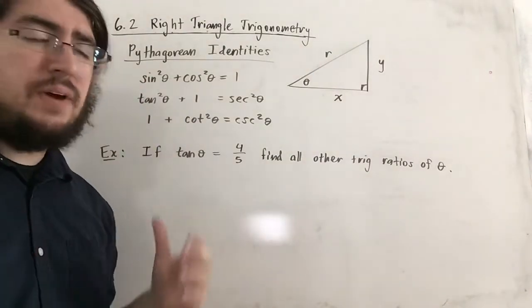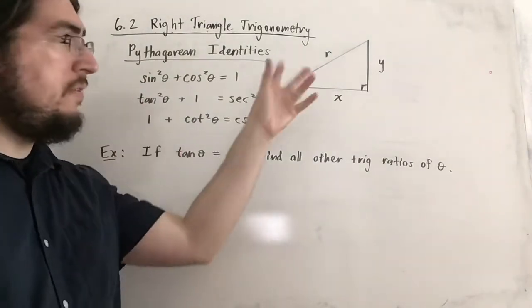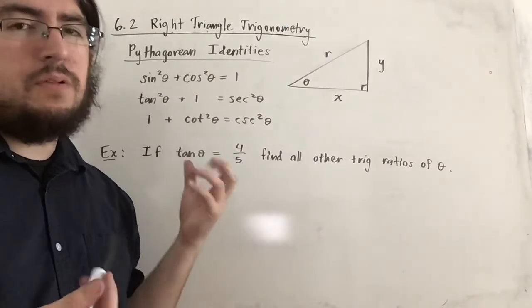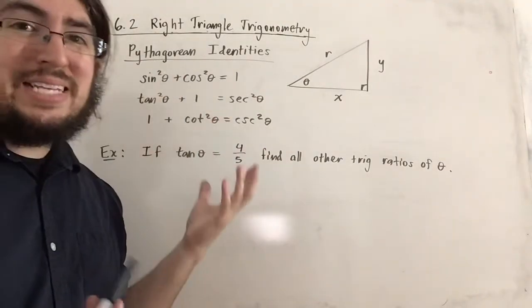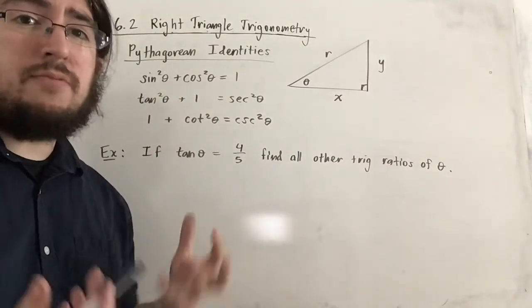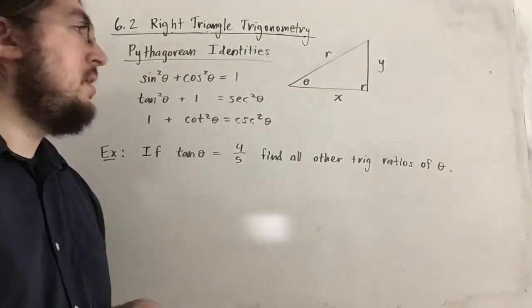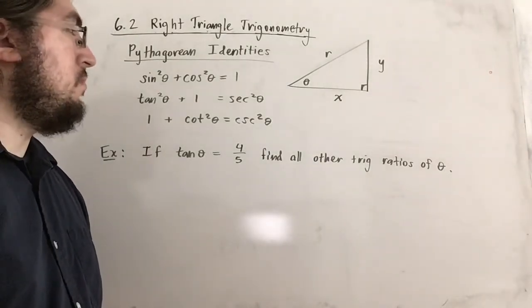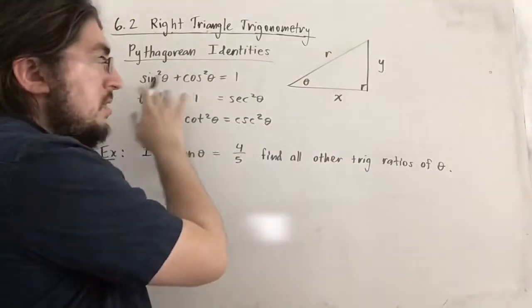So just to justify them, I'll refer to this. First off, they're called Pythagorean identities, of course, because they derive directly from the Pythagorean theorem. So let's just consider what cosine squared and sine squared are.